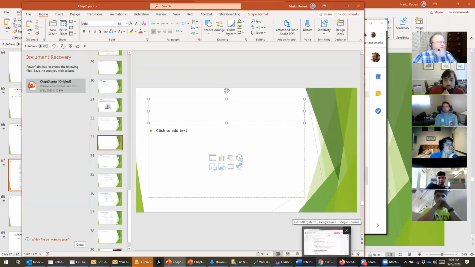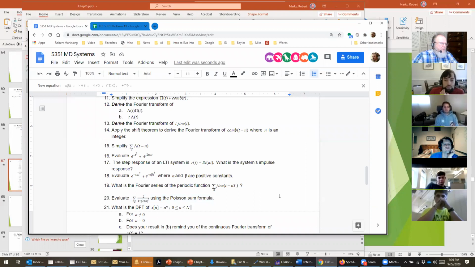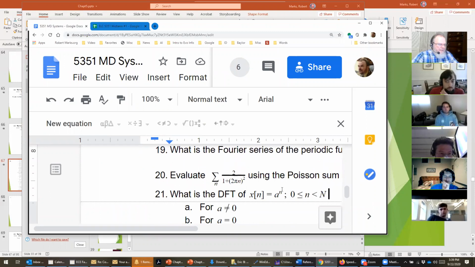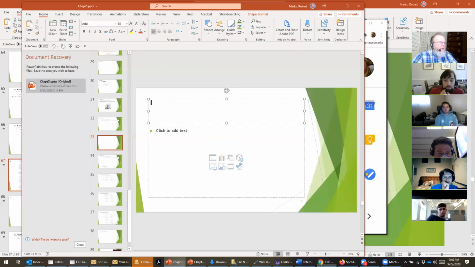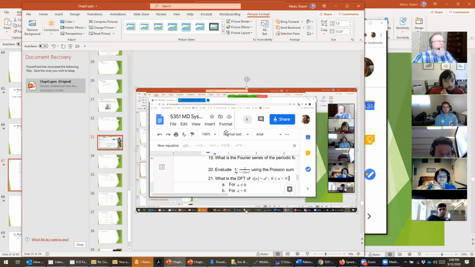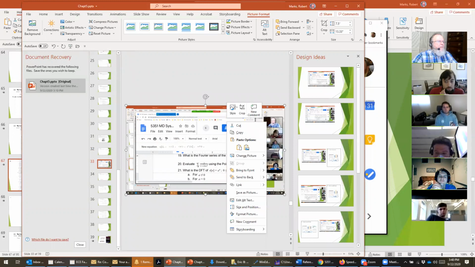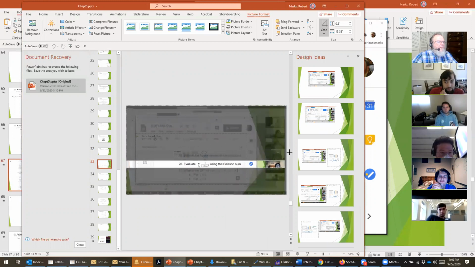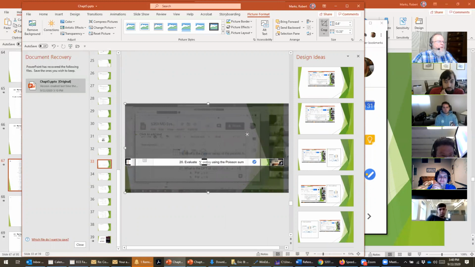So I'm going to go back here and I'm going to make it bigger, and do a print screen, and go back here, and then do a crop. Where'd my crop go?